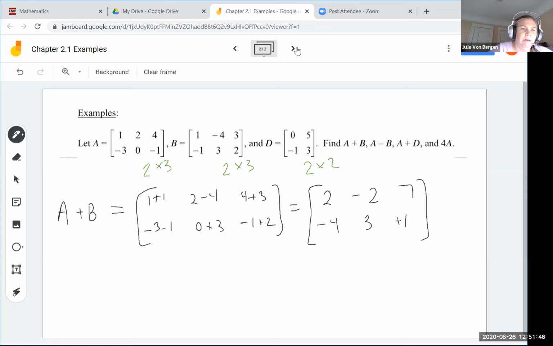I'll get my eraser and erase my sign there. All right, looks good. So we calculate A minus B similarly. I'll change colors here. So A minus B is going to be 1 minus 1.